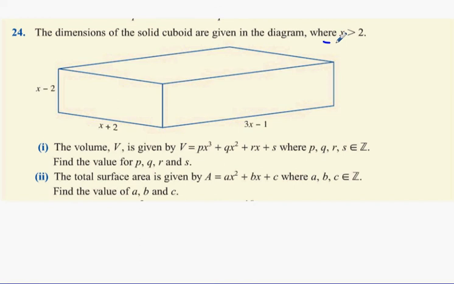Can anyone in the class tell me, why does x have to be bigger than 2? X minus 2 is the height. And if x equals 3, what would that mean? Height is minus 1. Can height be negative? Can't be negative. Therefore, x has to be a bigger number than 2. That's all that means.